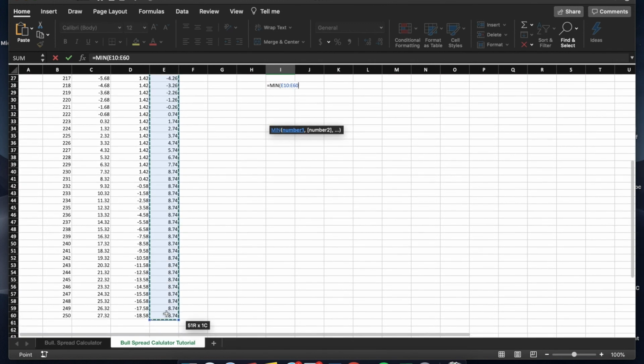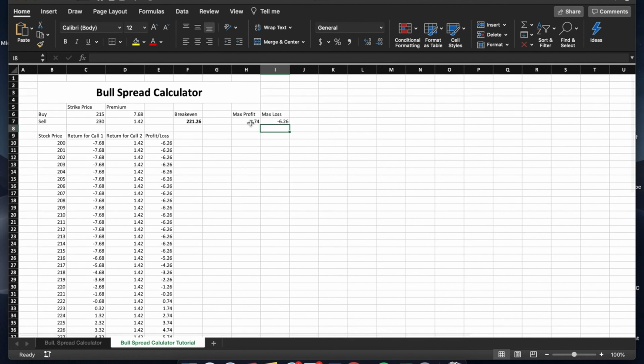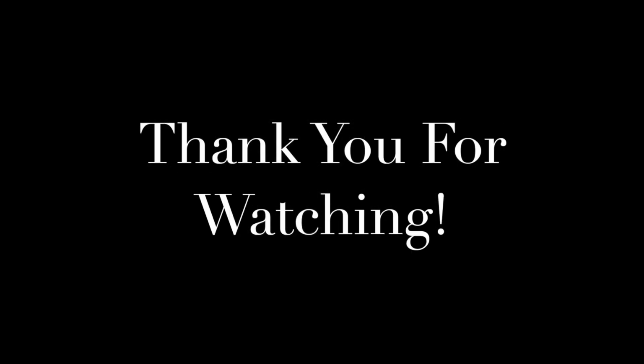So this should save you some time here. It may take a little bit to build out, but you can run many different scenarios and it'll tell you the max profit, max loss, your break even, and then it'll kind of give you a real-time feel for where your option's at depending on what the stock price is. And that's the bull spread calculator.